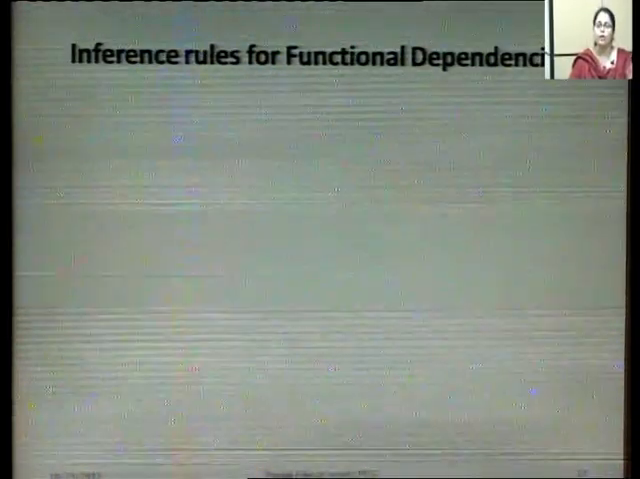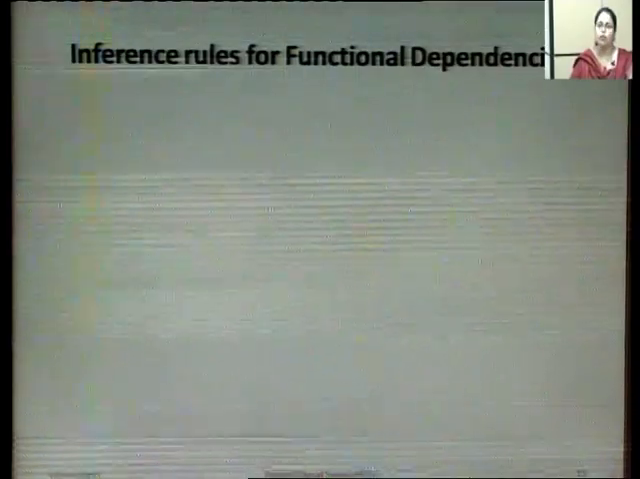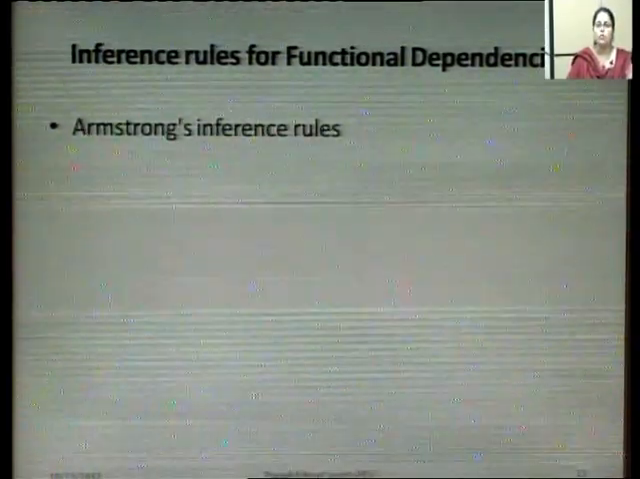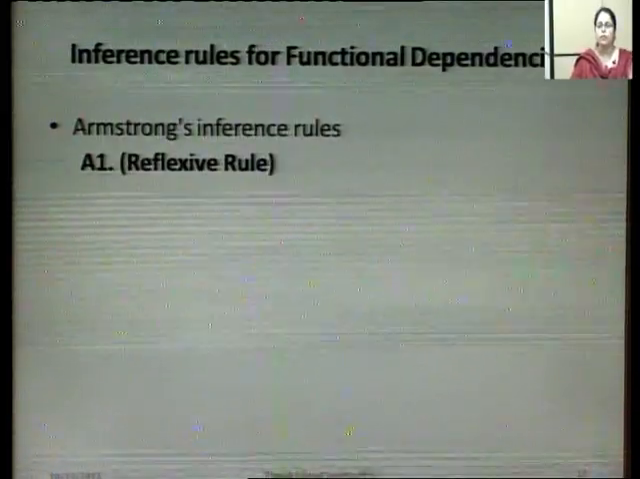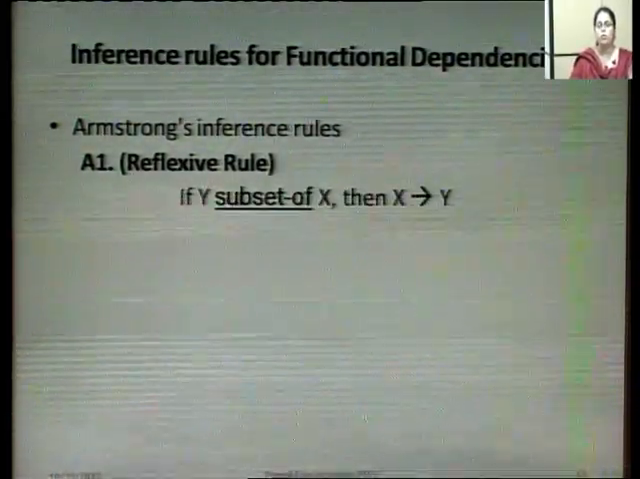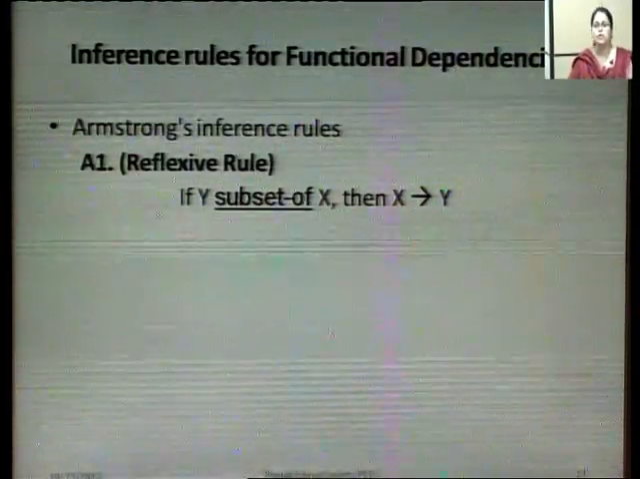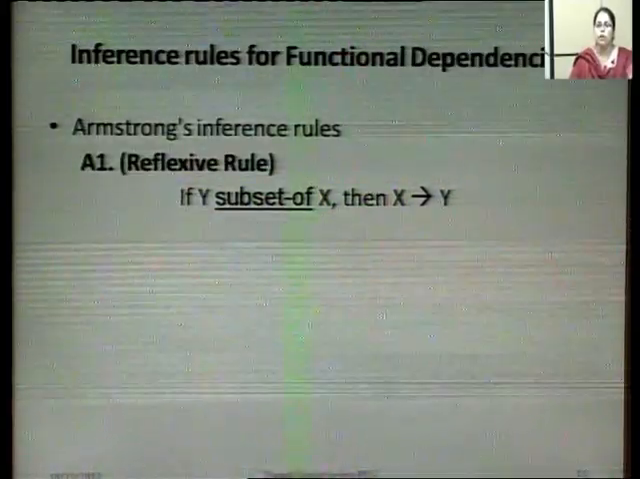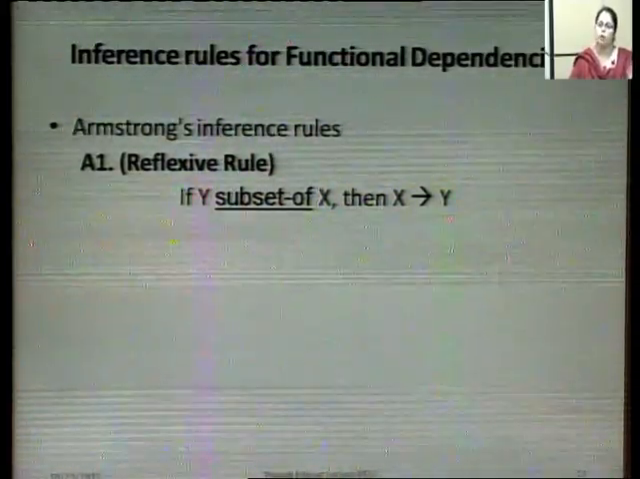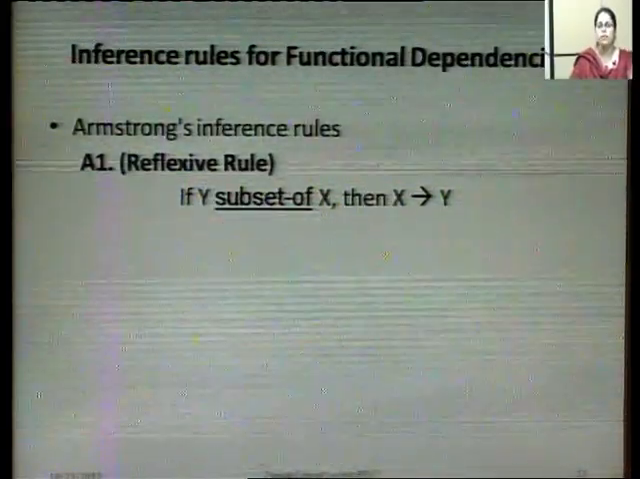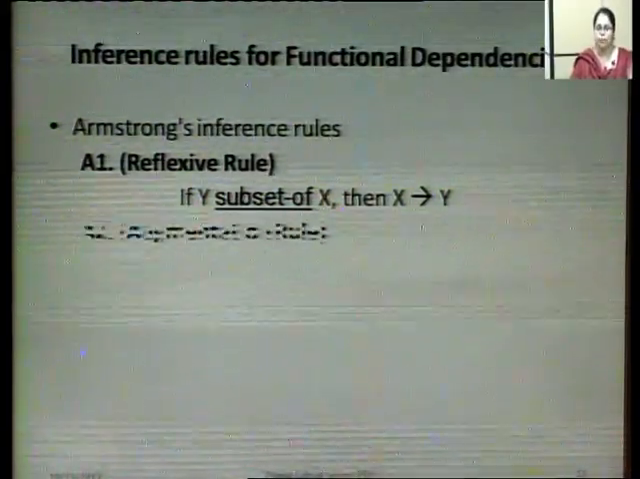So these were the functional dependencies. There may be functional dependencies which are given along with the relation, but there are some rules from which we can deduce or infer some more functional dependencies for the relation. Armstrong gave some inference rules. The first rule was the reflexive rule, which states that if Y is a subset of X, then X functionally determines Y. That is, according to the reflexive rule, trivial functional dependencies always hold. That means the reflexive rule infers the trivial dependencies.